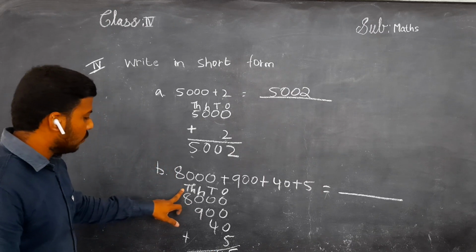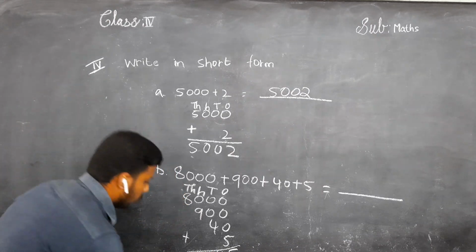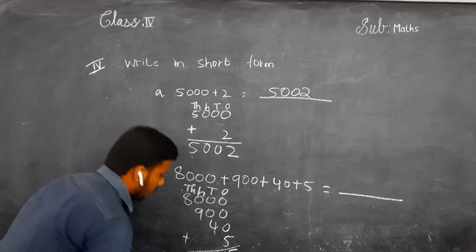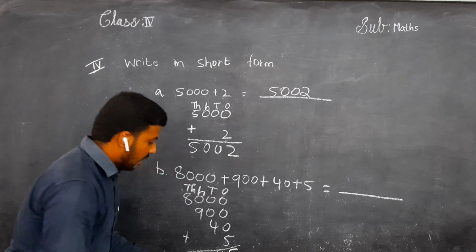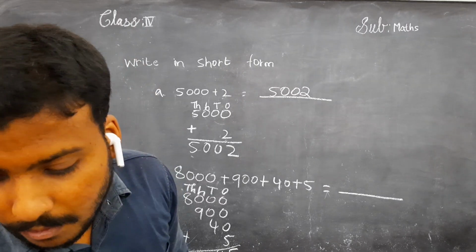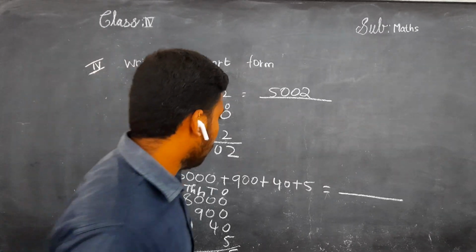And in the place of thousands, we have the value 8. So we will get the value 8. The overall value is 8945. We will write that one.